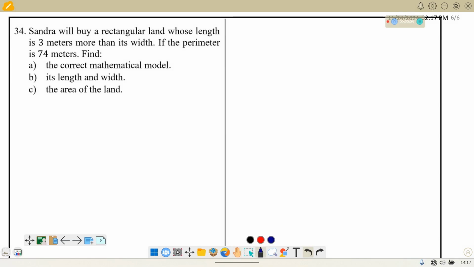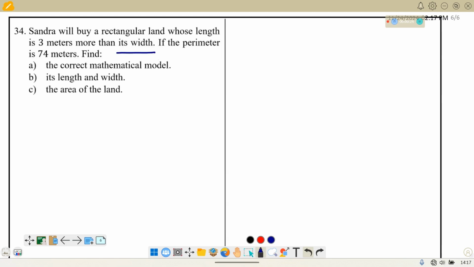Now let us continue with question number 34. Sandra will buy a rectangular land whose length is 3 meters more than its width. If the perimeter is 74 meters, find the correct mathematical model, its length and width, and the area of the land. Okay, it's so easy, guys. Let's start from the width.